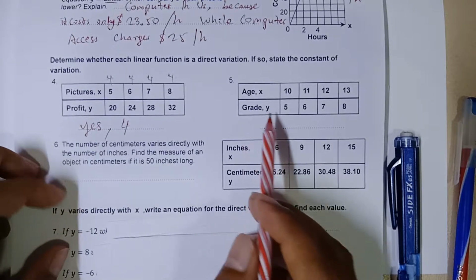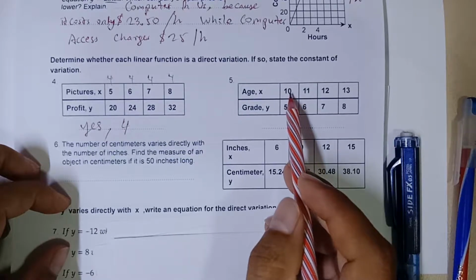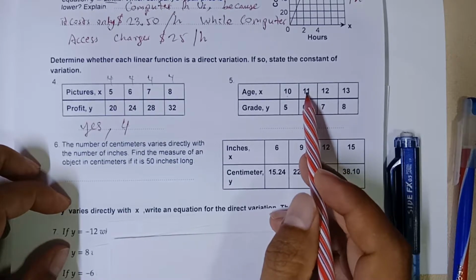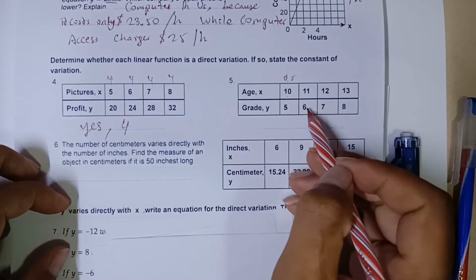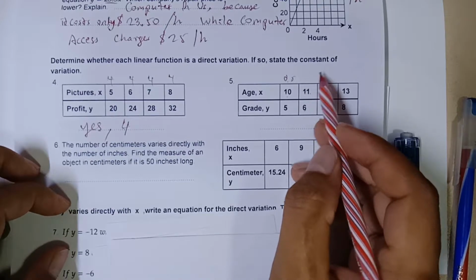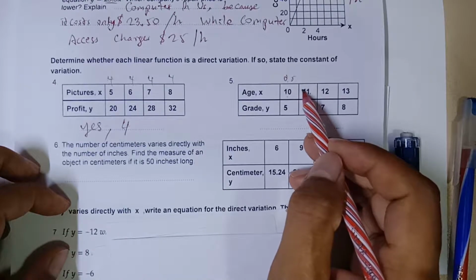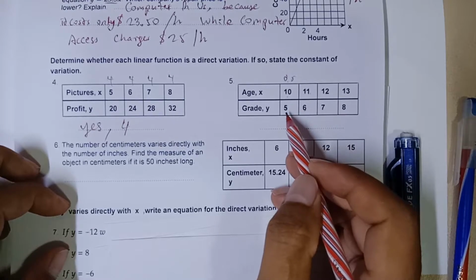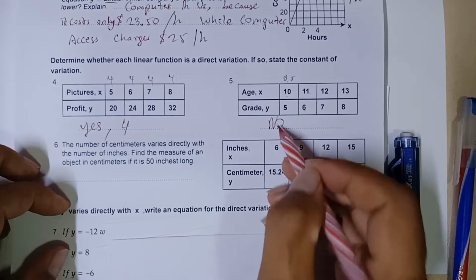Now for number 5, you do the same thing. 5 divided by 10, you get 1/2. 6 divided by 11, I don't think you get 1/2. No, it's not going to be equal. 6 divided by 12 gives you another 1/2, but 6 divided by 11 is going to be bigger than 1/2 or 0.5. Since these are not equal to each other, this is not a direct variation. You can write your answer as not direct variation, or just write simply no.